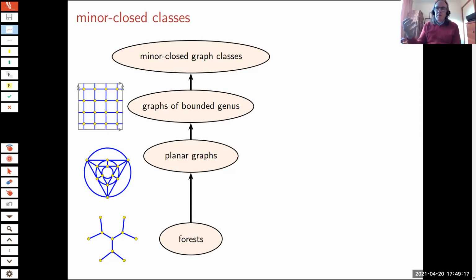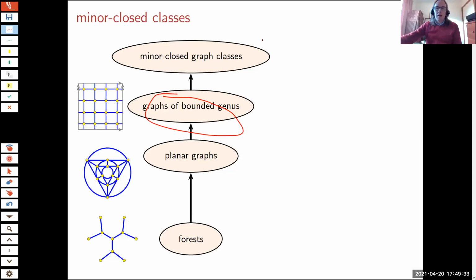So pick your favorite surface, a torus or a projective plane, and you take the class of graphs that could be drawn on that surface with no crossings. That's what we get here. Then these are subsets of minor closed classes. All these are examples of minor closed classes.